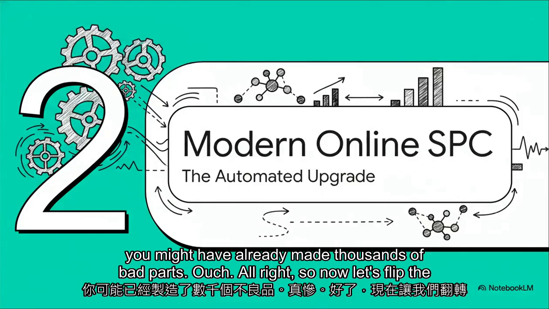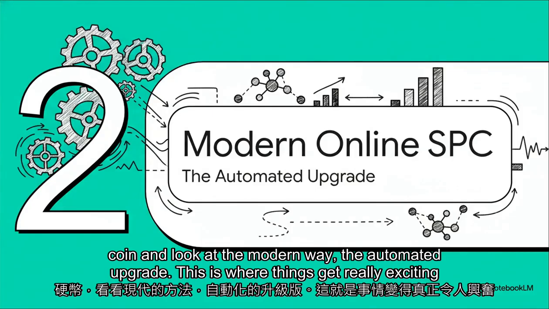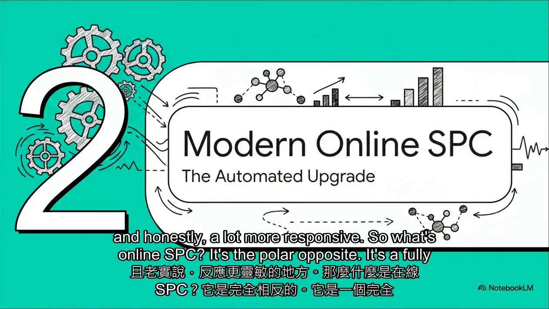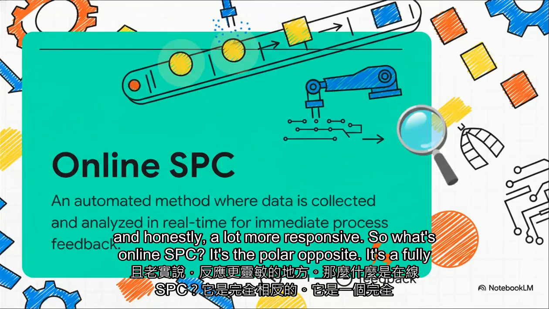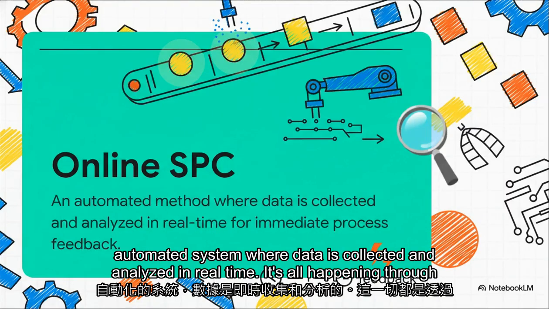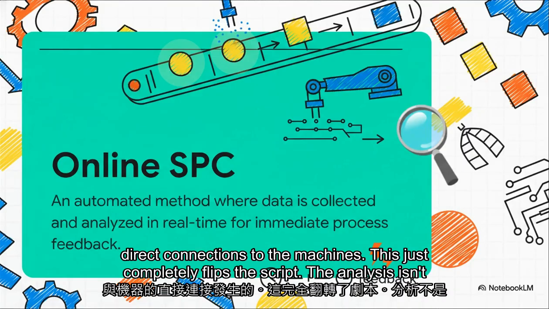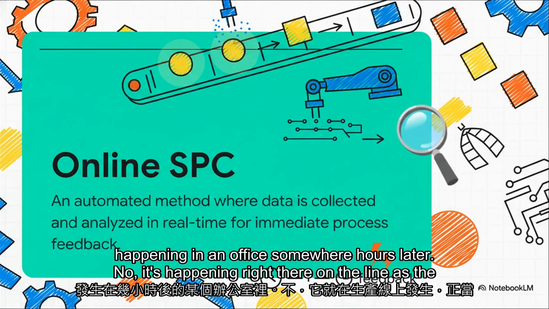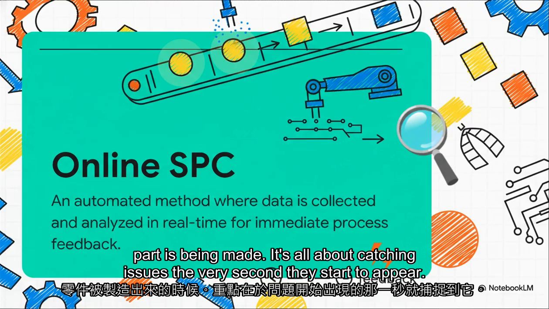Ouch. All right, so now let's flip the coin and look at the modern way, the automated upgrade. This is where things get really exciting and honestly a lot more responsive. So what's Online SPC? It's the polar opposite. It's a fully automated system where data is collected and analyzed in real time. It's all happening through direct connections to the machines. This just completely flips the script. The analysis isn't happening in an office somewhere hours later. No, it's happening right there on the line as the part is being made. It's all about catching issues the very second they start to appear.